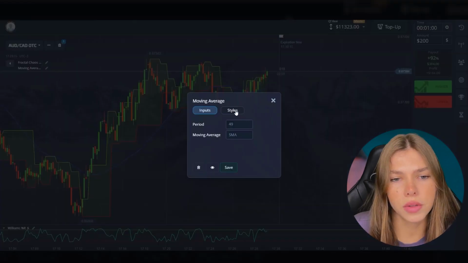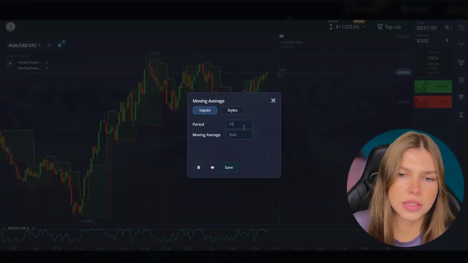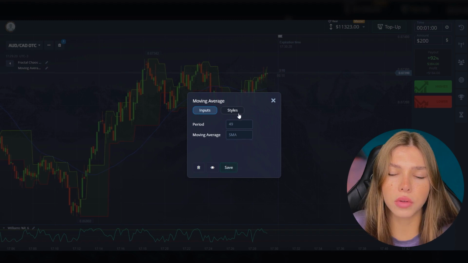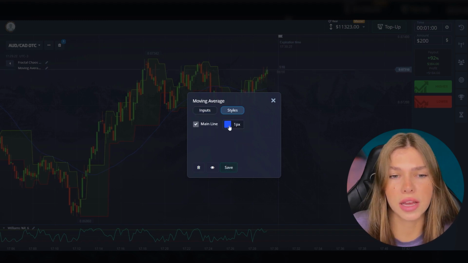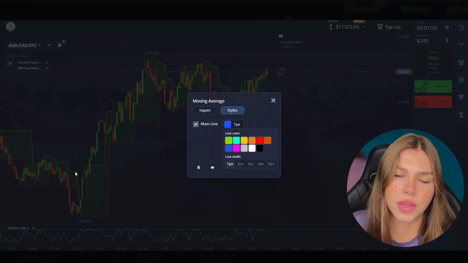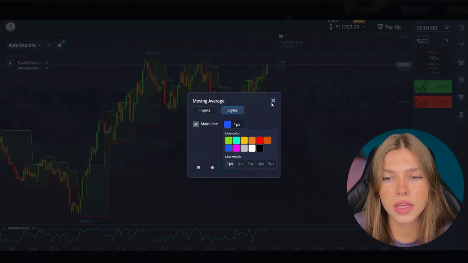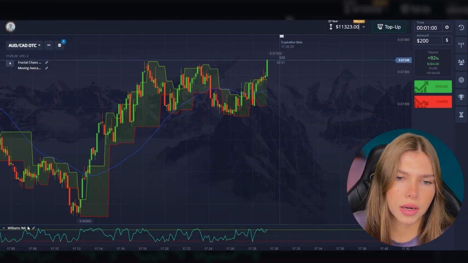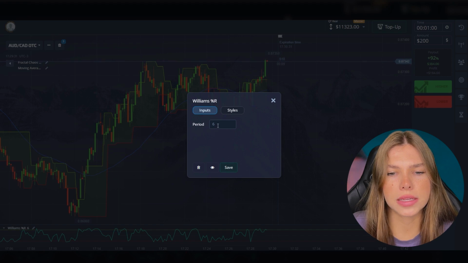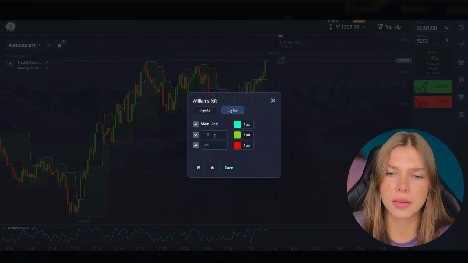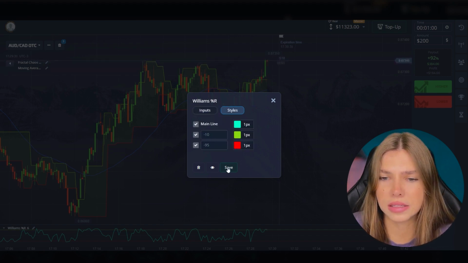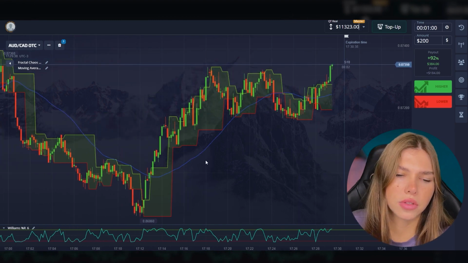In the Moving Average, we put a period of 49. With the SMA, I also advise changing the style to white or blue so that it does not merge with the fractal and other things. Also, Williams %R we set up for a period of 6, in styles specifically 10, -10, 95. So let's get down to the strategy itself.